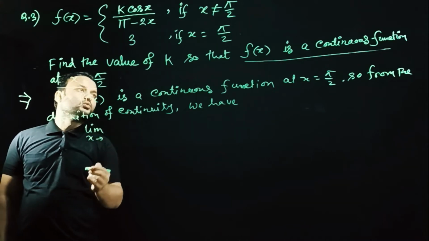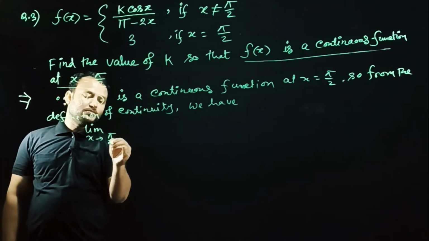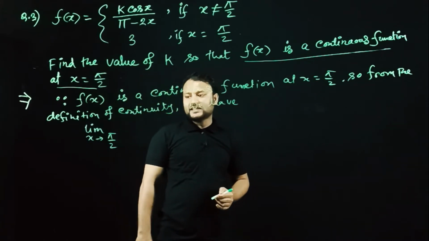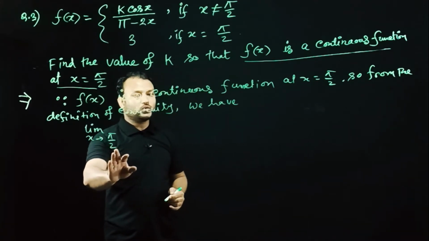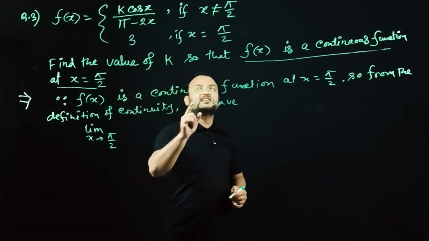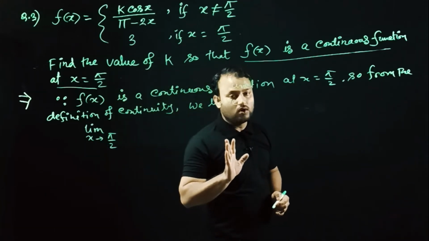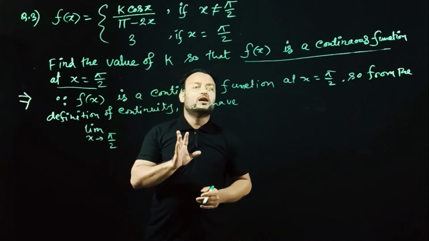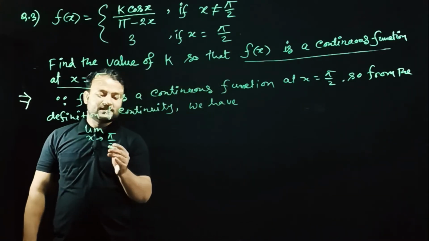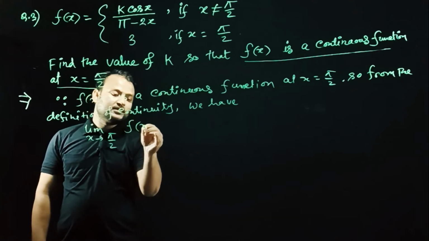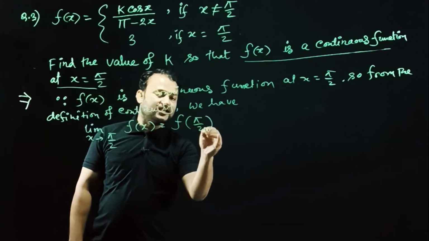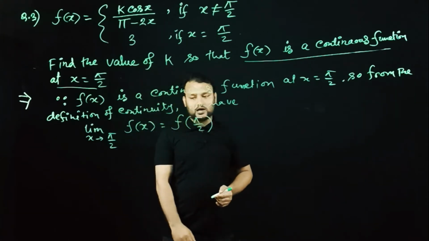limit x tends to pi by 2, because the point given here is pi by 2. We apply only the point pi by 2, not left and right limits, as the function is given at x not equal to pi by 2. So we take only the limit: limit x tends to pi by 2 of f of x equals f of pi by 2. If both are equal, then we can say it is continuous.